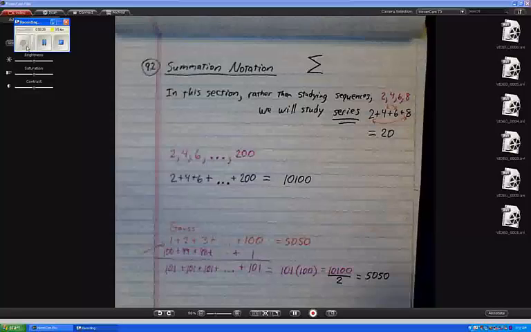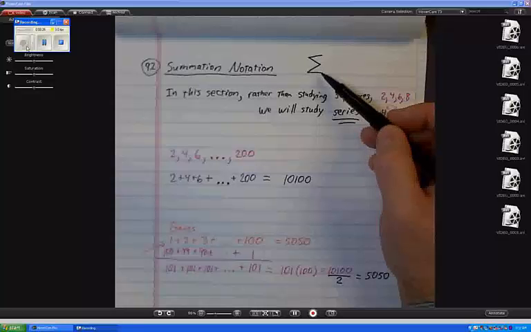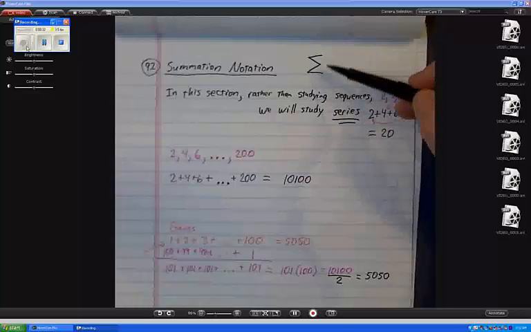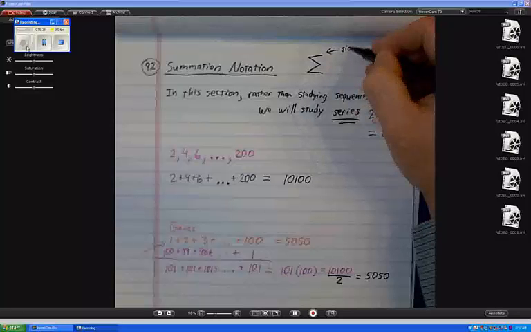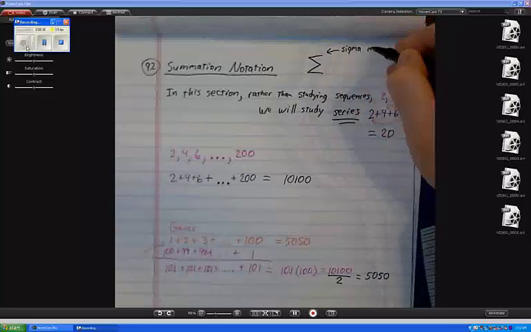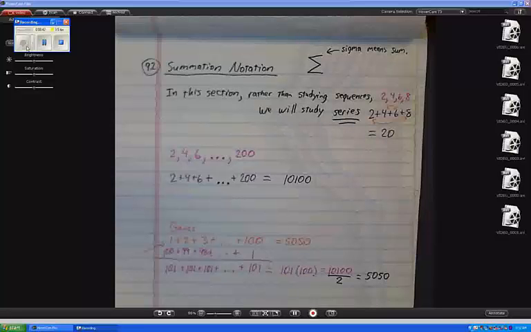The reason it does, it's the Greek letter sigma. All right, so this is their capital S. This is capital sigma, and S stands for sum. Okay? So when you see this letter, sigma means sum. We're going to have a sum.